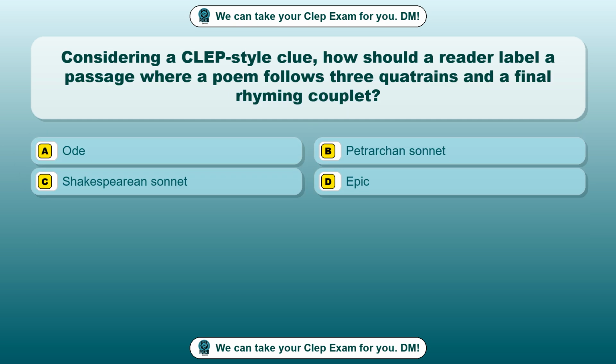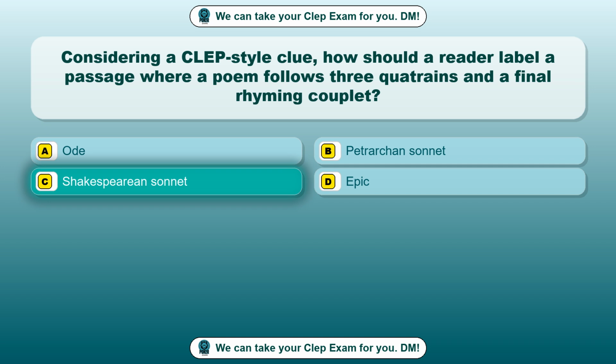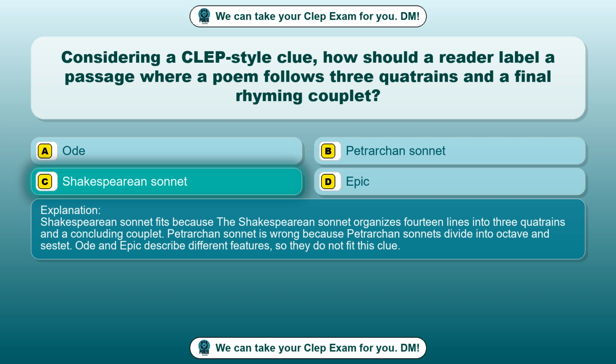Question 68. Considering a CLEP-style clue, how should a reader label a passage where a poem follows 3 quatrains and a final rhyming couplet? Option A, Ode. Option B, Petrarchan sonnet. Option C, Shakespearean sonnet. Option D, Epic. The correct answer is option C, Shakespearean sonnet. Shakespearean sonnet fits because the Shakespearean sonnet organizes 14 lines into 3 quatrains and a concluding couplet. Petrarchan sonnet is wrong because Petrarchan sonnets divide into octave and sestet. Ode and epic describe different features, so they do not fit this clue.